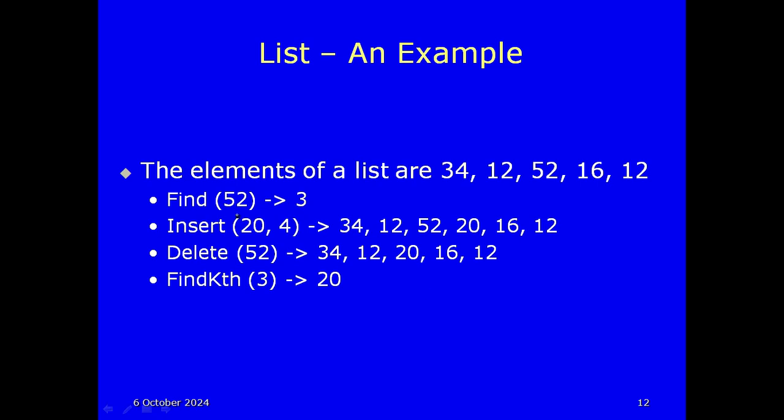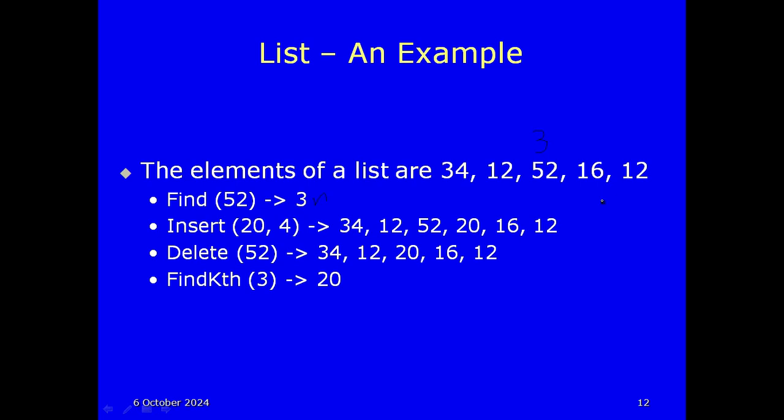So I take one example here. The list has 5 numbers: 84, 12, 52, 16, 12. I am going to check whether the number 52 is available in the list using the find function, that is find of 52. Where is it? In the list it is in the third position. So it returns the position of the value 52. If there is no such value in the list, it reports that there is no value in the list.